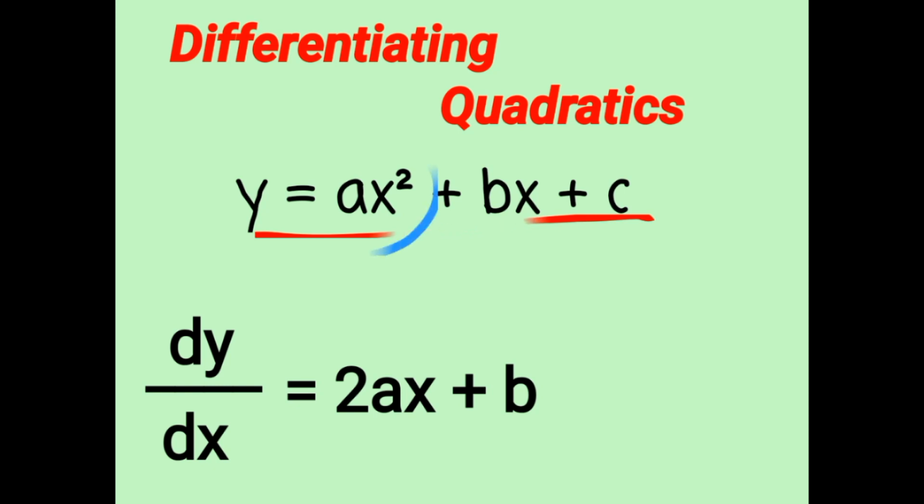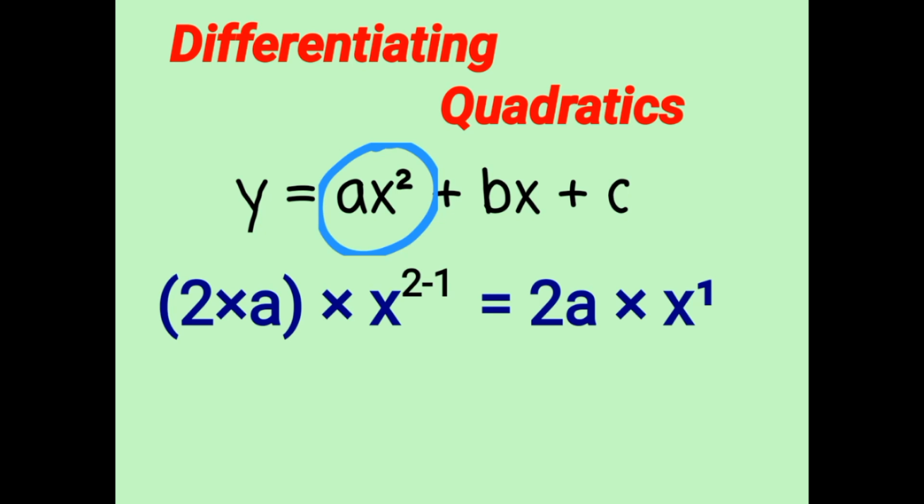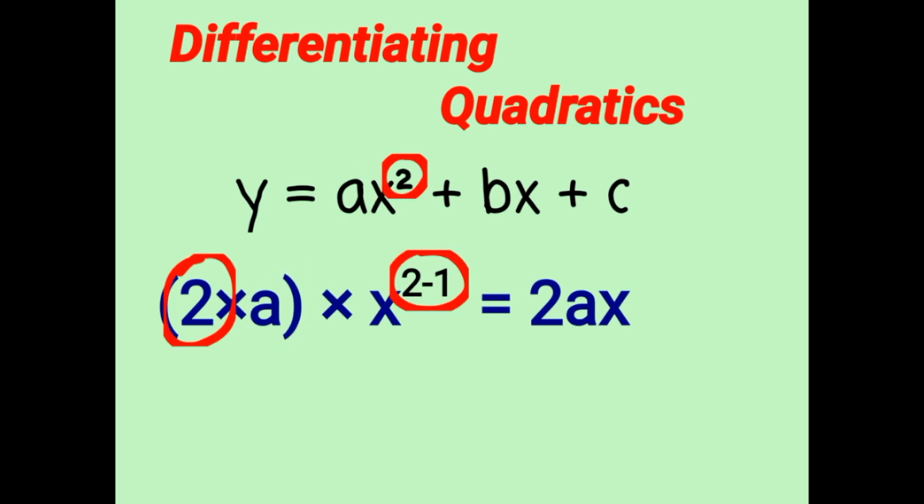Now, first let's take ax squared. Differentiating ax squared gives us 2 times a times x to the power 2 minus 1 equals 2a times x to the power 1 equals 2ax. So, here we multiplied the constant a by the power 2 and subtracted 1 from that power.